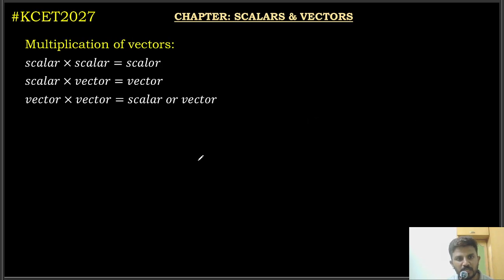Next, we have multiplication of vectors. Dear students, when you multiply a scalar with a scalar, what do you get? You'll get a scalar again. Let's consider 2 into 2 is equal to 4. But when you multiply a scalar with a vector, 2 into 2i cap, what do you get? 4i cap. You'll get a vector again. But when you multiply a vector with a vector, you may get a scalar or a vector.